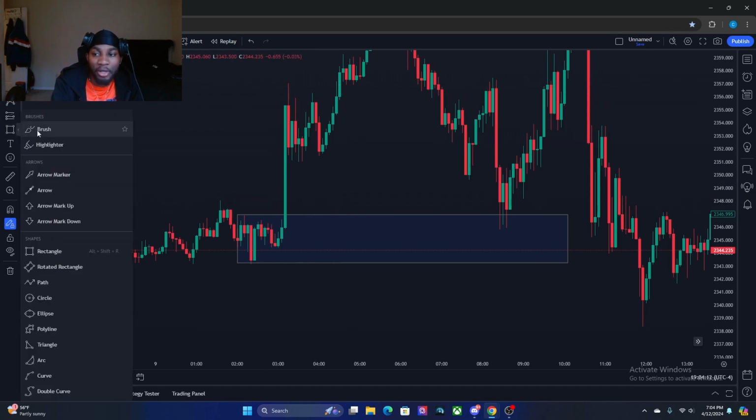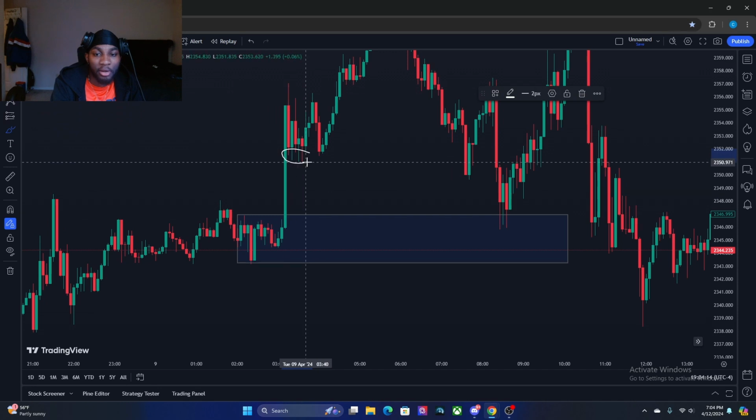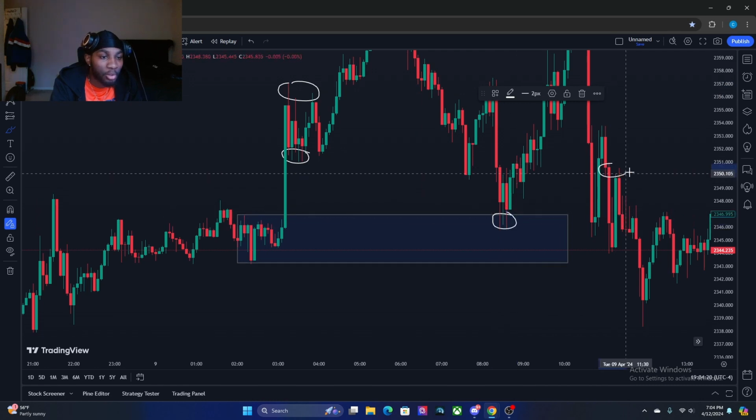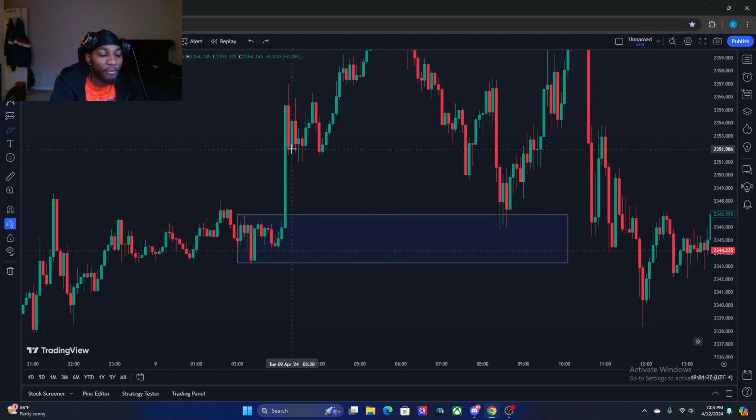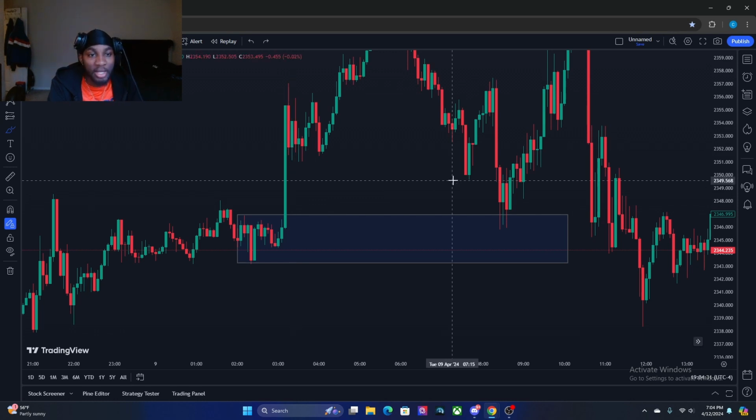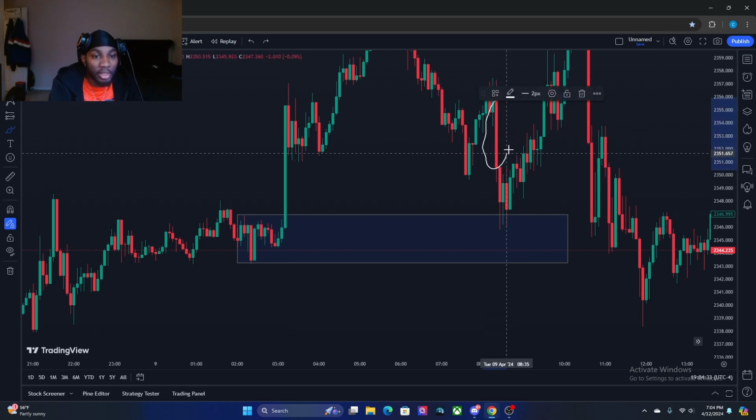And what is a wick? The wicks are these right here at the bottom of the candles and the tops of the candles. Those are wicks. When it comes to trading and looking at these candlesticks, you have wicks and you have the bodies. The bodies are the entire thick part of the candlestick. The wicks are these high and low points of that candlestick.